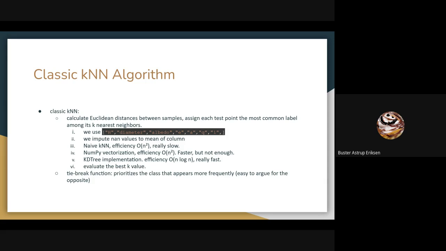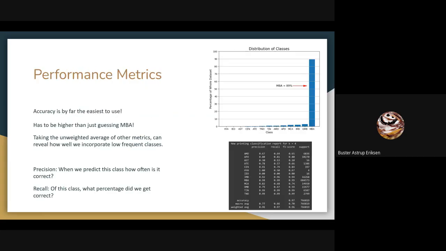We had a tiebreak function also that we decided to go, or more so I decided to go for, that the class that appears most frequently would win the tie, but you can easily argue that this should be the reverse, as if a lot of nearest neighbors are rare asteroids, then it's probably more likely that it should be those asteroids.